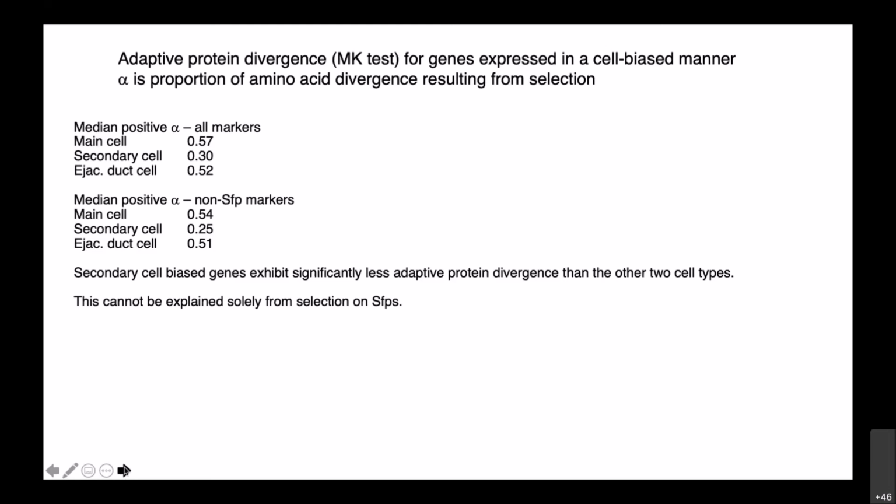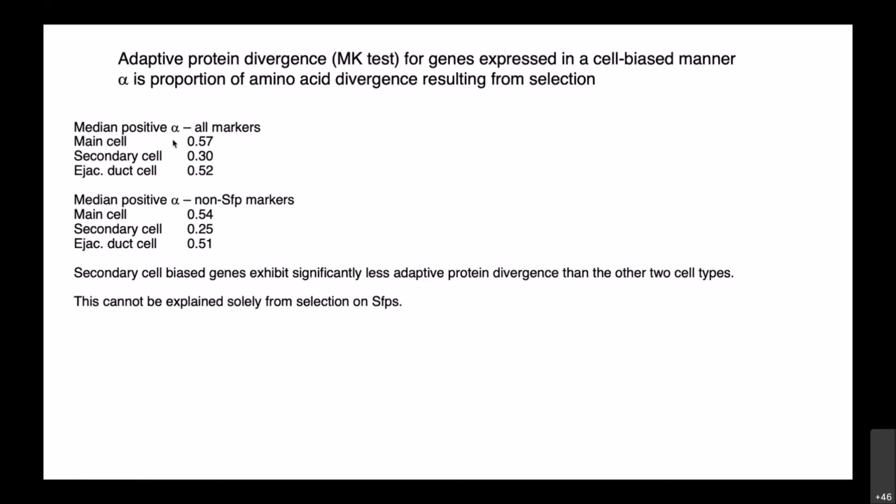All right, so the first numbers here represent the median positive alphas for all cell-biased markers. And you can see that they're all pretty large, not unexpected given the literature on Drosophila, but that the secondary cells seem to be undergoing a lot less adaptive protein evolution than the other two cell types. So again, that's a novel finding. Of course, you couldn't really do that without this kind of single cell data. And there's about as much adaptive protein evolution in the ejaculatory ducts as in the main cells. So that's interesting as well.